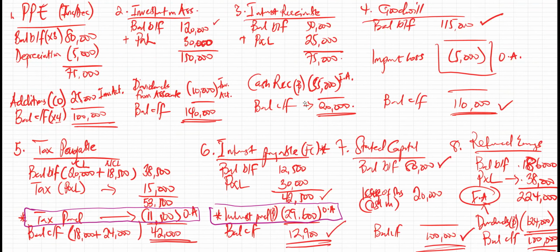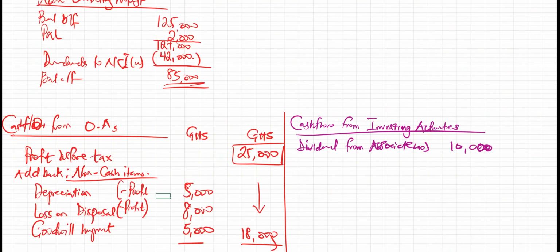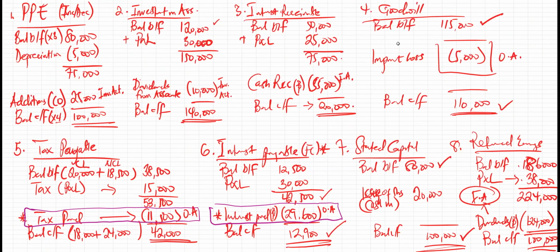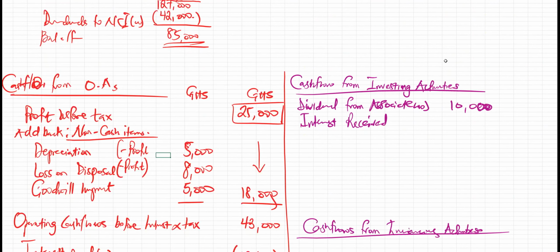Interest received, cash inflow or cash outflow? Investing activity. Inflow. So interest received or investment income received, interest received. How much was it? 55,000, right? From our working, 55,000 cash inflow. Good.